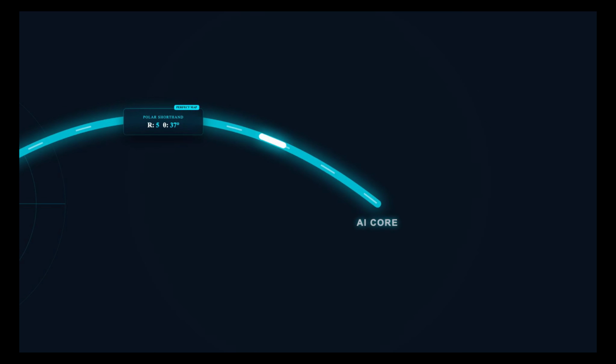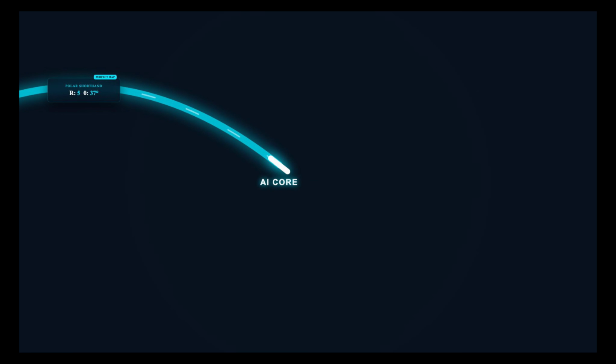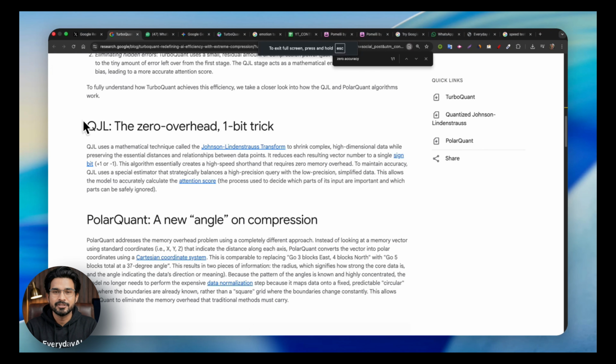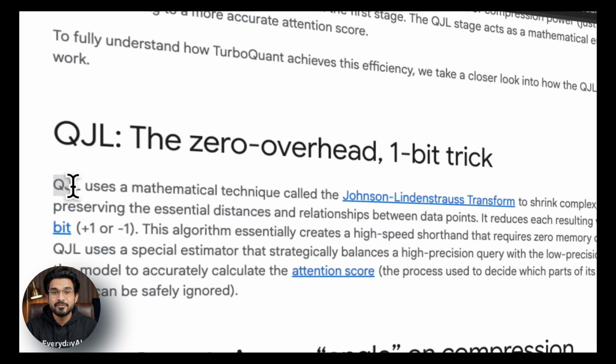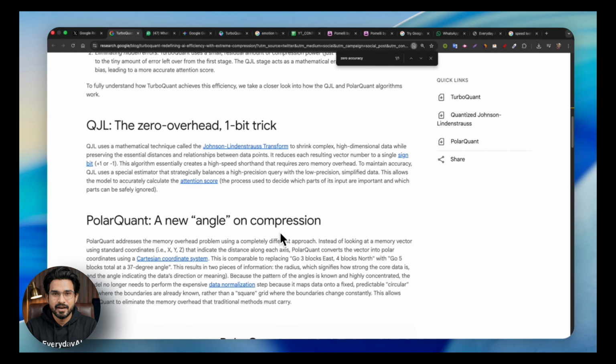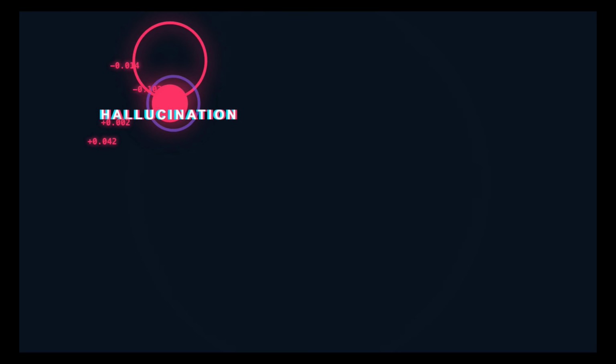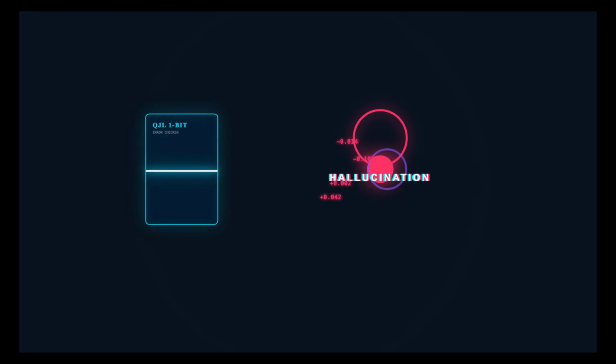However, whenever you compress data that aggressively, you leave behind tiny mathematical errors that can make the AI hallucinate. That is where step 2 comes in. It is called QJL, which stands for Quantized Johnson-Lindenstrauss. QJL acts as a microscopic 1-bit mathematical error checker.